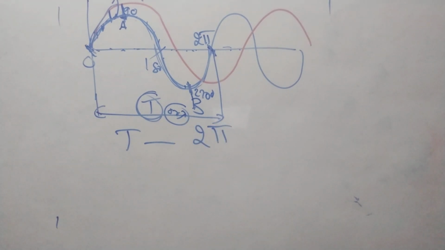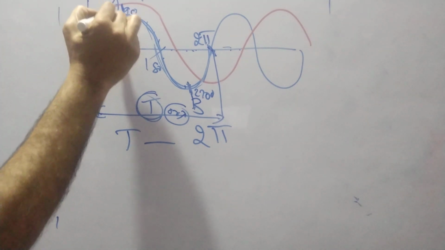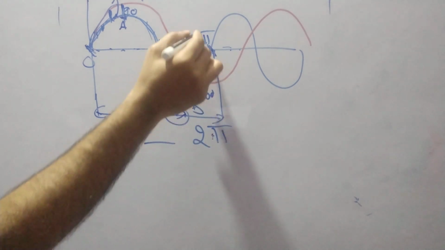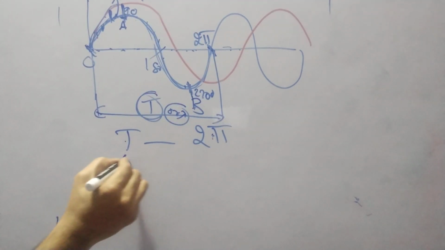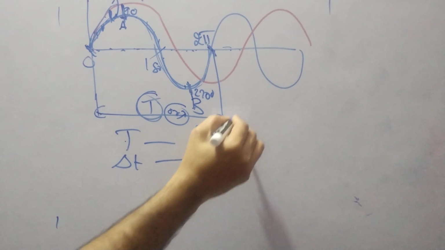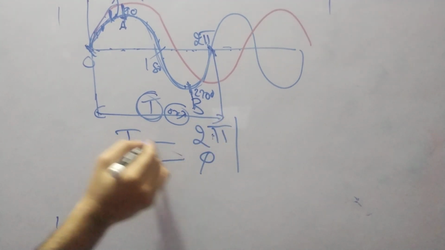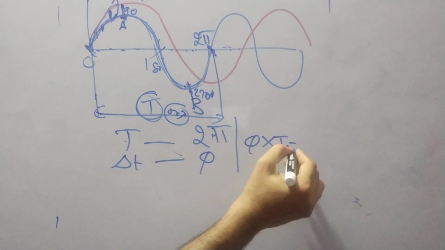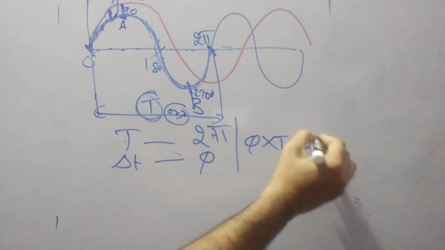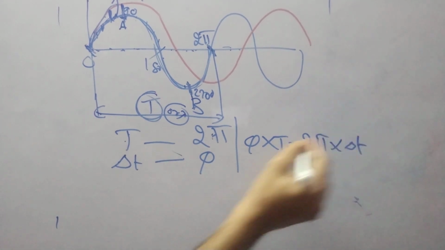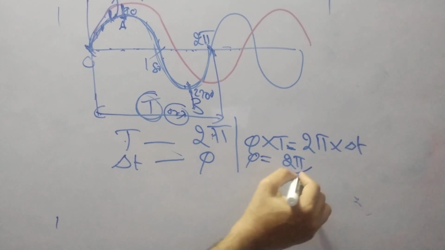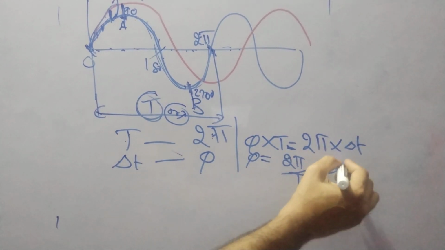2 pi. But here I require it for delta T. What is the time difference? For the time period it is 2 pi, which is the phase difference. For delta T, how much? So for delta T, what is phi? If you cross multiply this, phi into T equals 2 pi into delta T. So the phase difference is 2 pi by T into delta T.